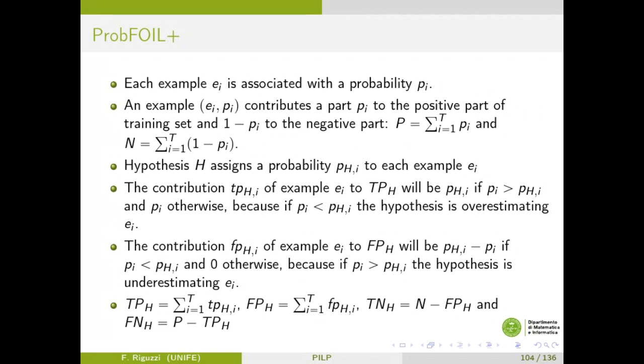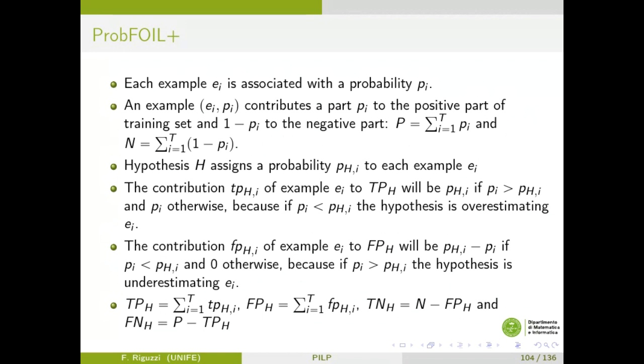We want to compute the contribution of each example to the number of true positives, let's call it TP_H. If the probability of the example is larger than the probability assigned by the theory, the true positive part will be the whole probability assigned by the hypothesis. Otherwise, if the probability of the example is smaller than the probability assigned by the hypothesis, the hypothesis is overestimating, so the true positive is just P_I.